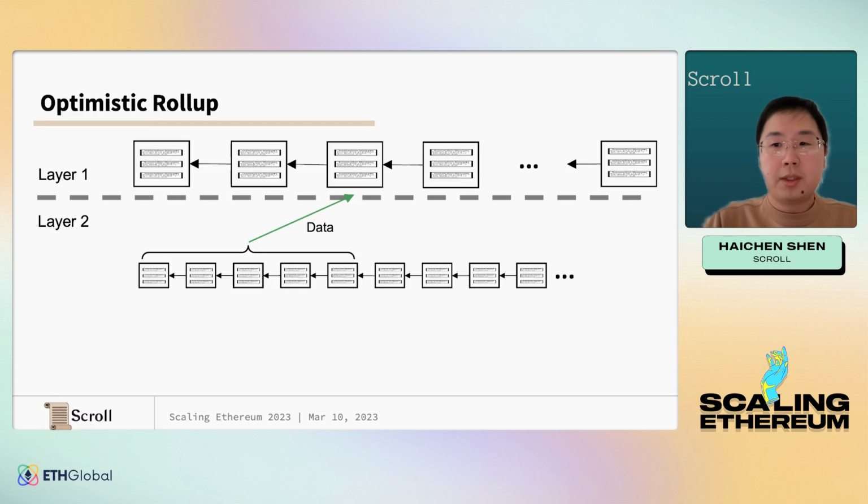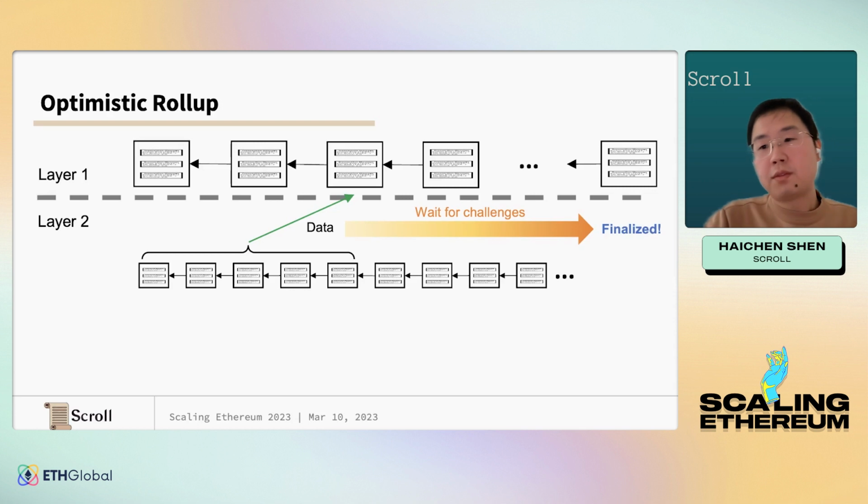So the optimistic Rollup will just submit the transaction data to layer 1, waiting for a period of time for challenges. If no one challenges, meaning there is no invalid transaction within that batch for a certain period of time, then that batch of transactions will be considered finalized on layer 1 and it cannot be reverted anymore.